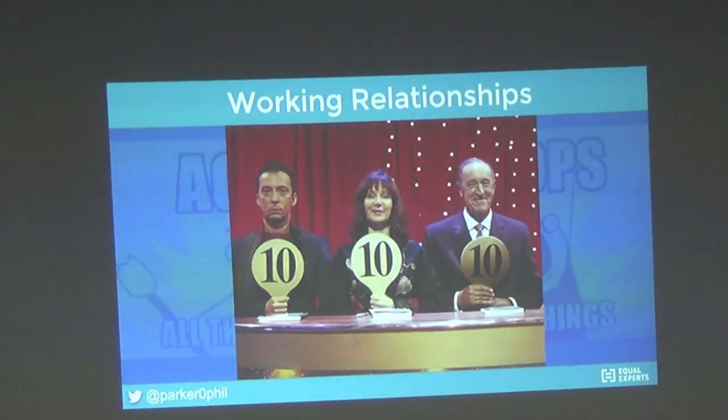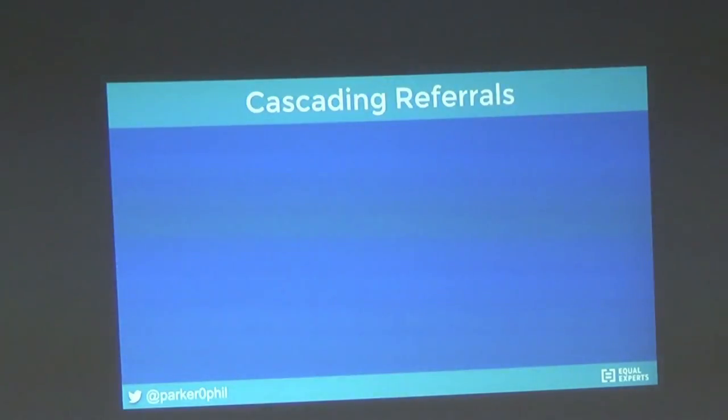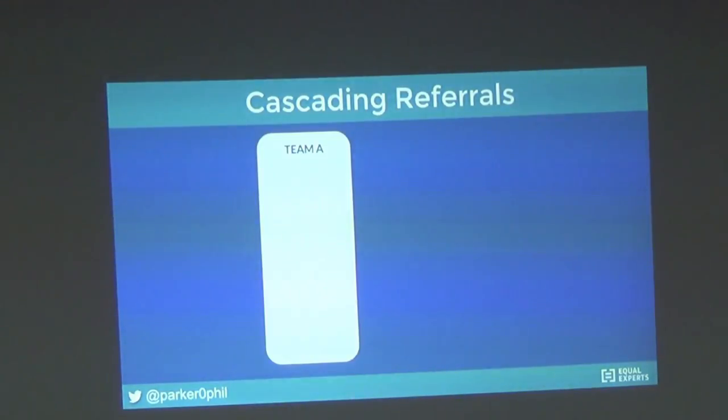But actually, I want to talk about a very specific type of working relationship, which is one of the things that I see causes the biggest problem in cycle times. And I call this cascading referrals, which doesn't make any sense whatsoever, but hopefully it will in a moment. So we have a development team. We know what that looks like.